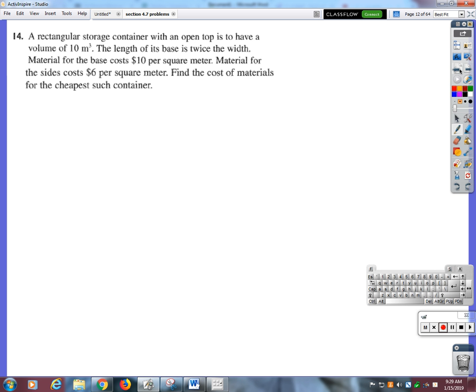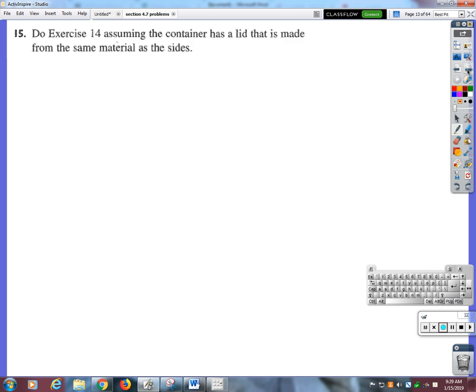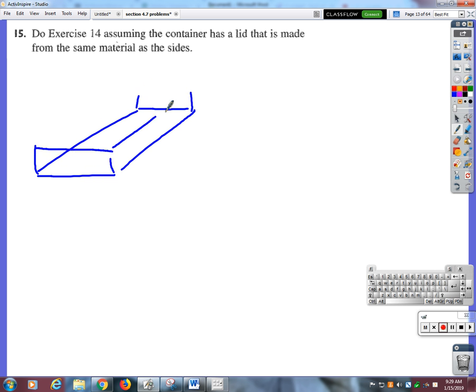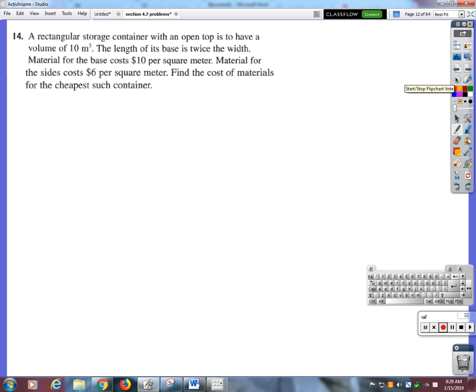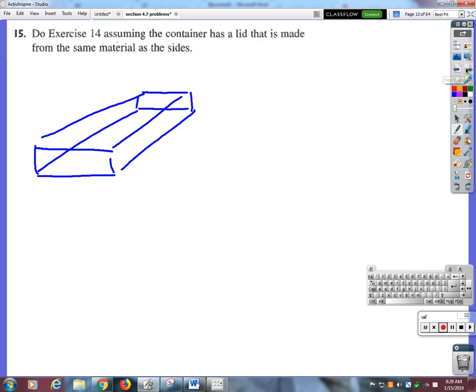A rectangular storage container with an open top is to have a volume of 10 cubic meters. So I'm going to go back over here and draw my rectangular storage container with an open top. The length of its base is twice the width. So I'm going to call this x, and I'm going to call this 2x, and I'm going to call that y. Okay? Then it says the volume is 10, so that means 2x squared y equals 10.